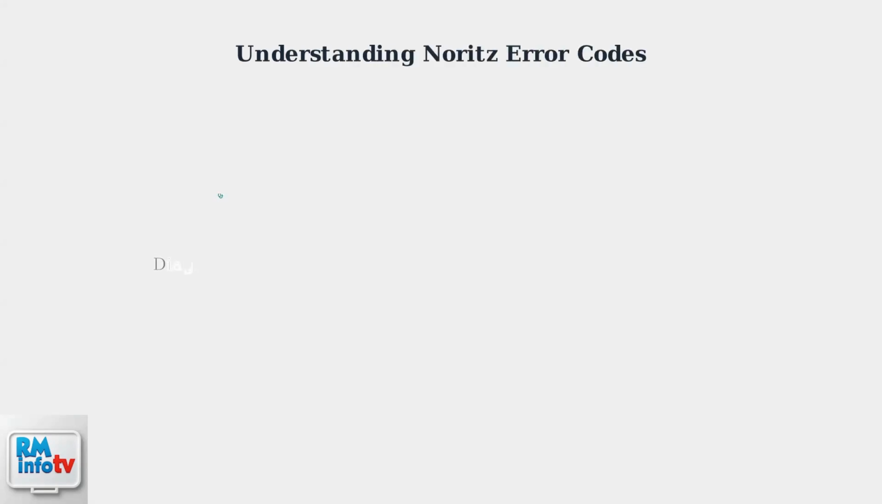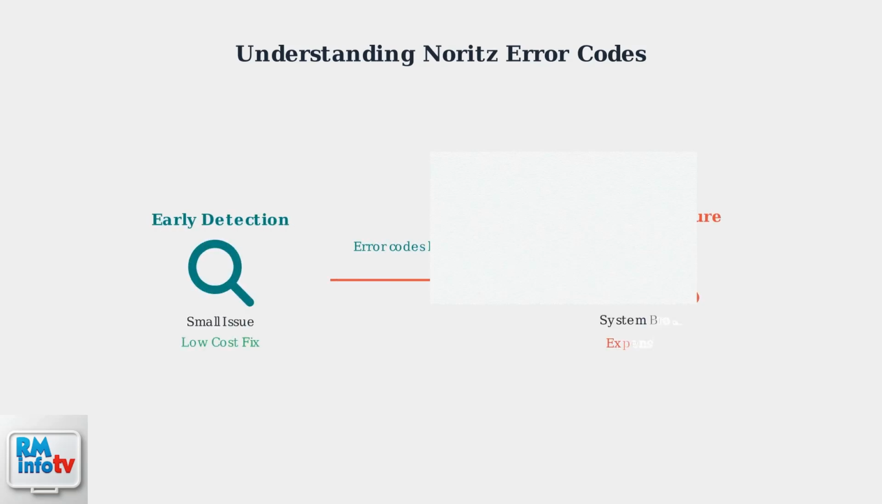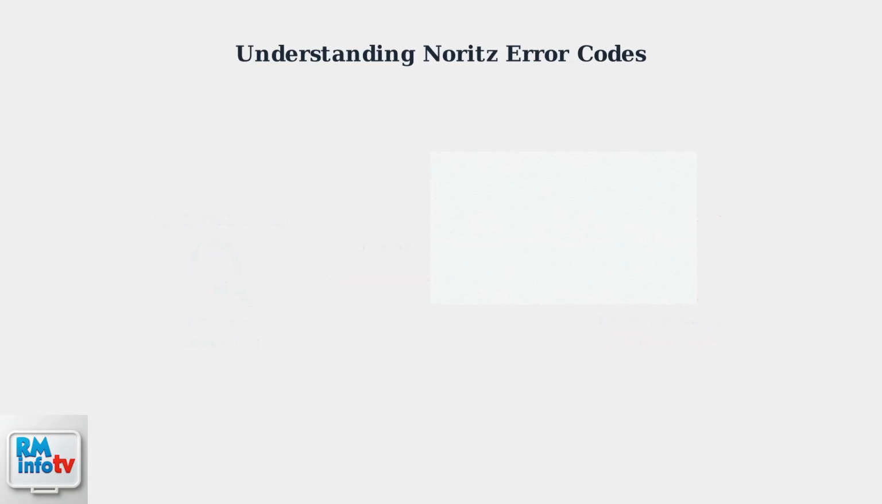Noritz tankless water heaters are equipped with sophisticated error code systems that serve as diagnostic tools to alert you when potential problems arise. These error codes appear on your water heater's control panel display, providing immediate feedback about the unit's operational status. The primary benefit of these error codes is early problem detection. By identifying issues before they become major failures, you can save significantly on repair costs and prevent unexpected breakdowns.